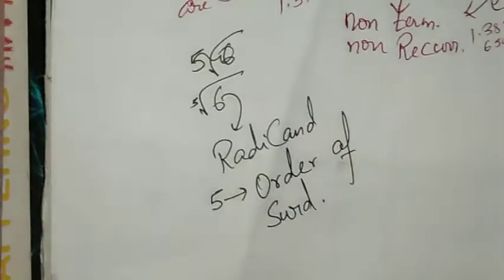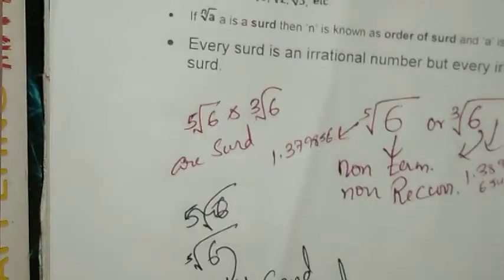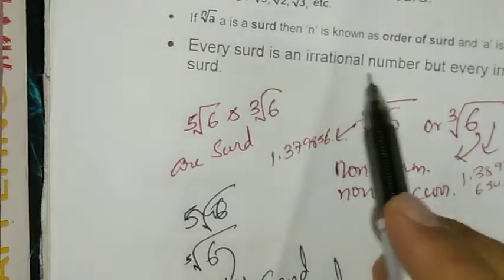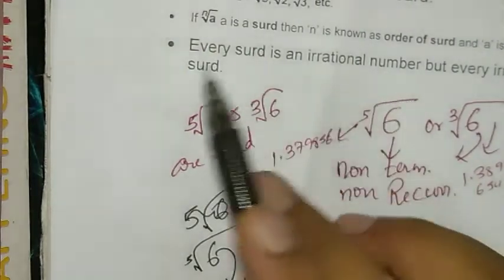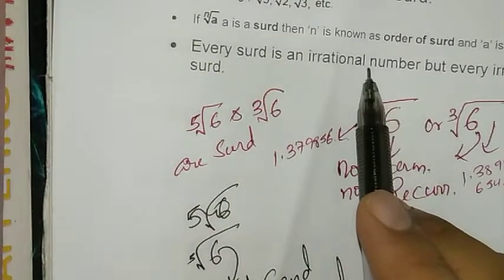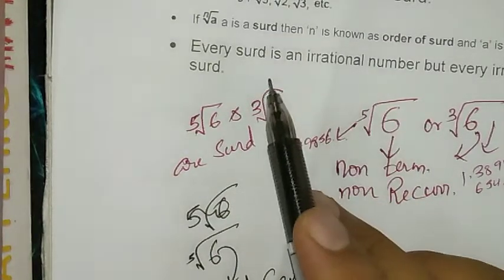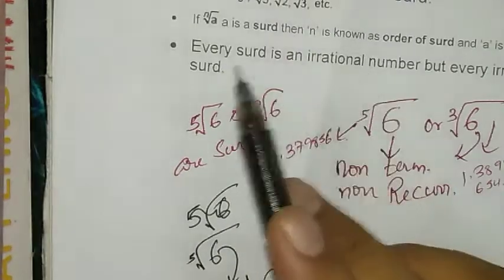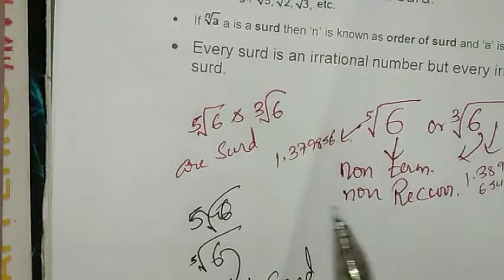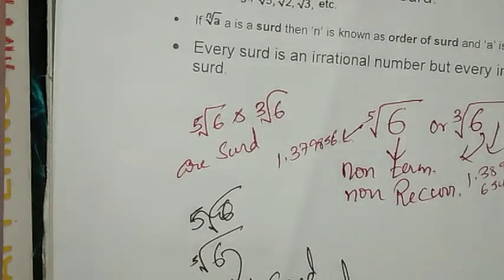Very beautiful statement to remember. We even printed it out for you: every surd is an irrational number, but the vice versa is not true. Is every irrational number a surd? No. Every irrational number is not a surd.